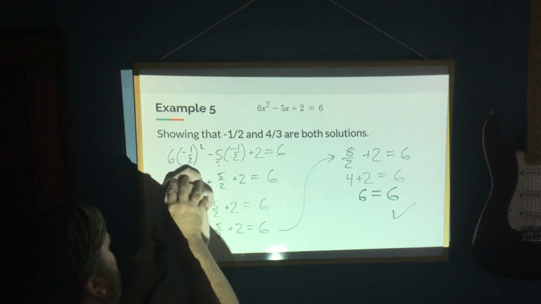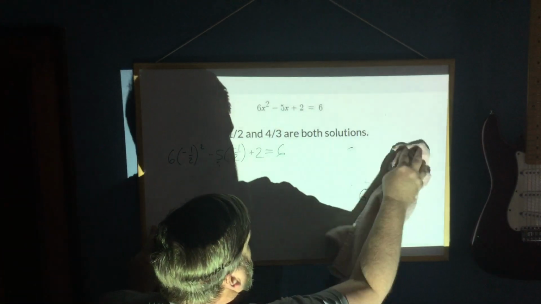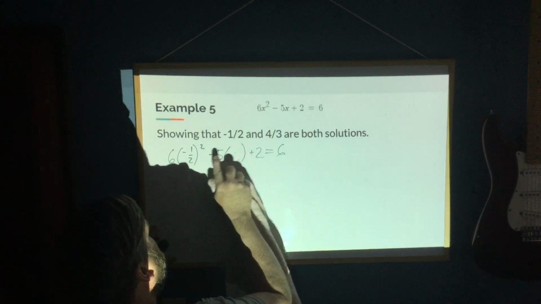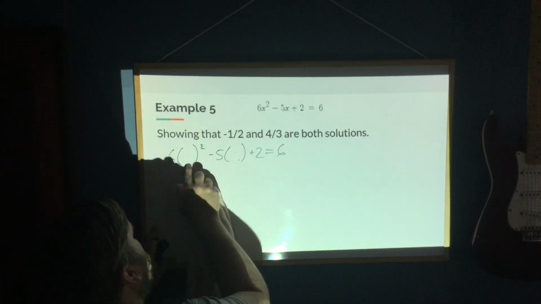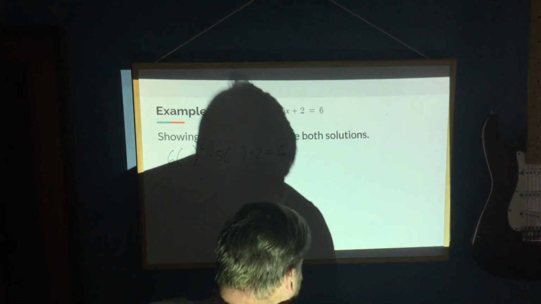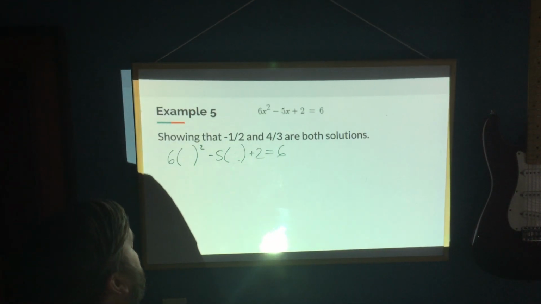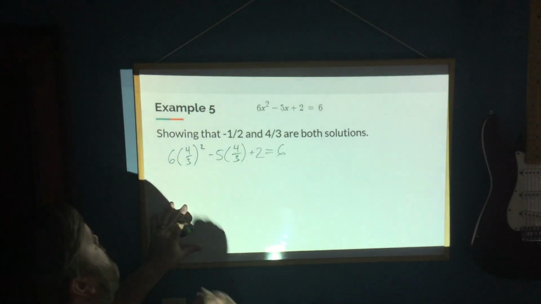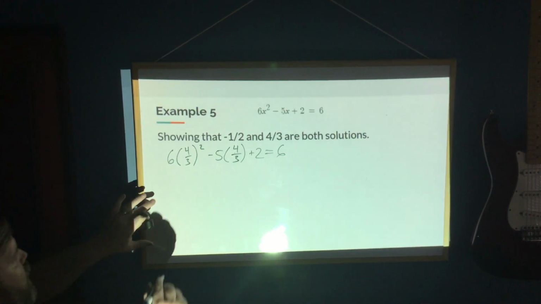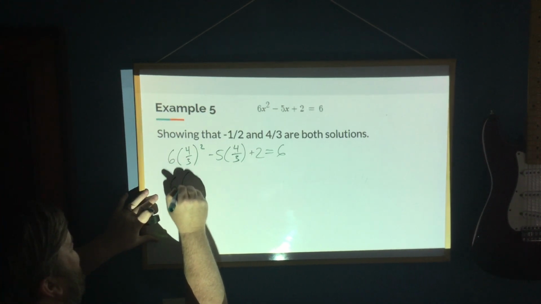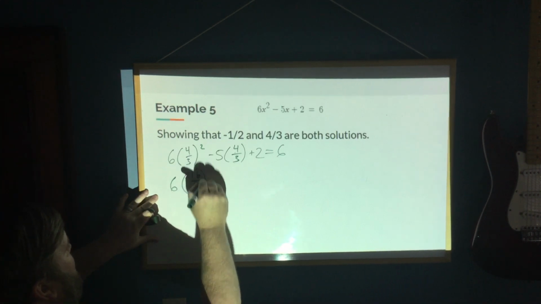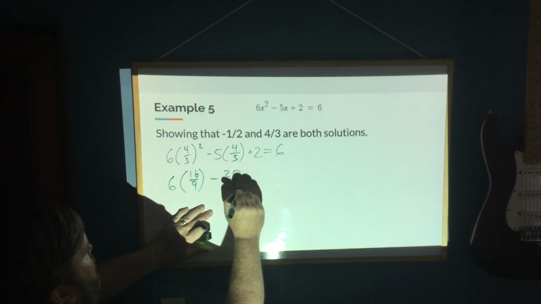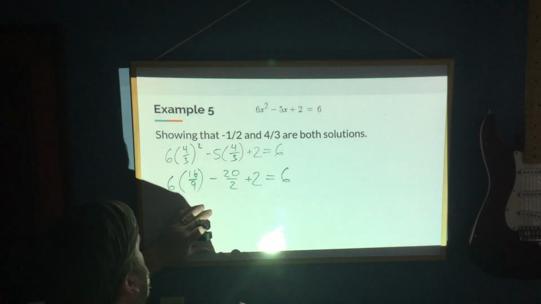Let's try this same thing, but let's plug in 4/3 this time. All right, so plug in 4/3. Square 4/3, and we're going to get 16/9 minus 20/3 plus 2 equals 6.